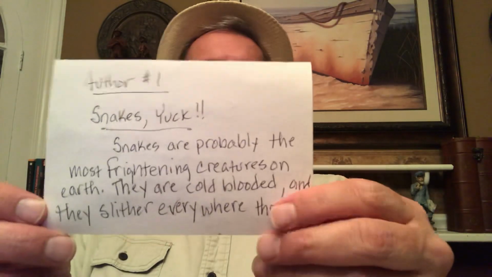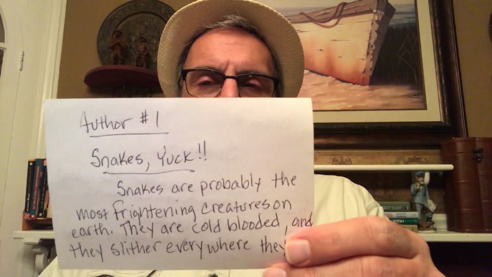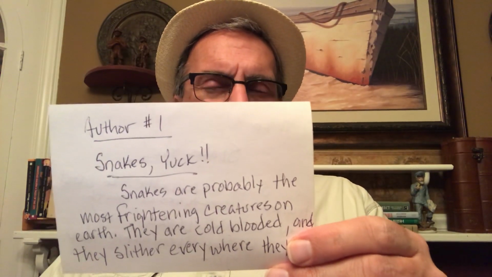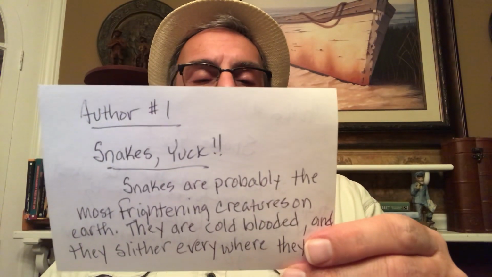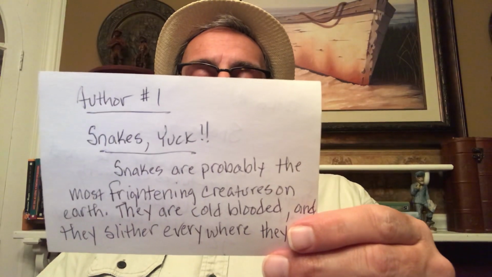Let me show you what I mean here. I'm going to read you two stories, or you're going to read with me. They're both about snakes. So you've got two authors writing two stories about snakes. Now, not everybody in the world can have the same opinion about snakes. I hate snakes, but that's my opinion. So anyway, here we go. This is author number one, Snakes, Yuck. Now, right away, just by that title, you get a good feeling how the author feels about snakes. Snakes are probably the most frightening creatures on earth. They are cold-blooded, and they slither everywhere they go.